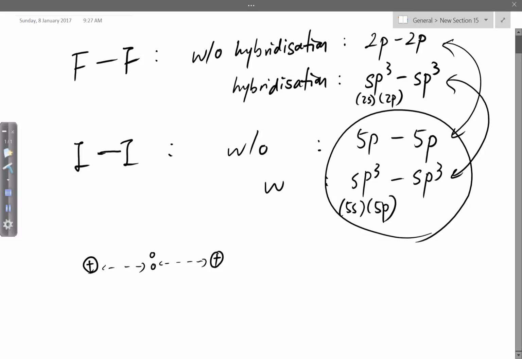So it's very easy to break, compared to fluorine, whereby these two are very, very close. So the attraction is stronger and the bond is harder to break, right? That's the first one. Next one is your bond polarity.